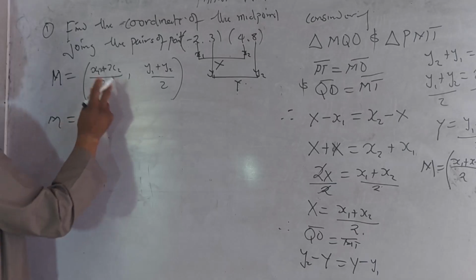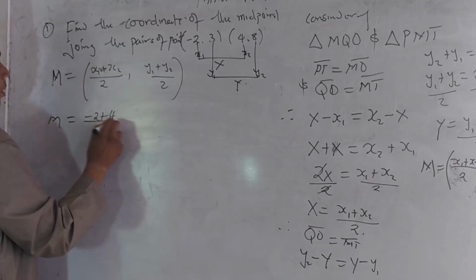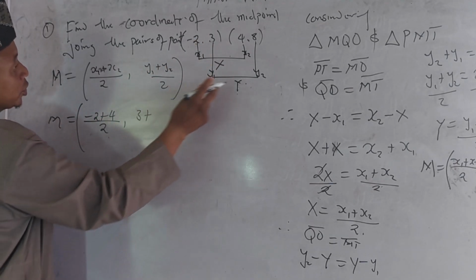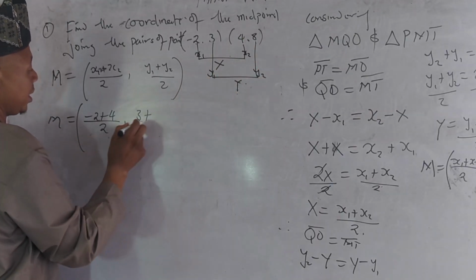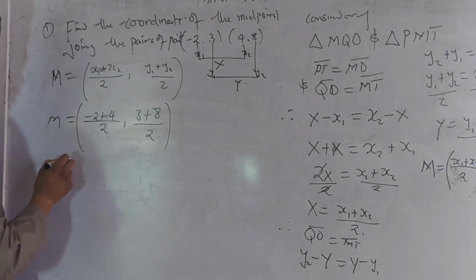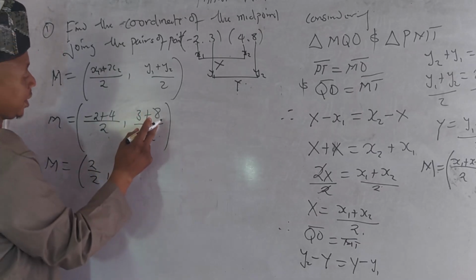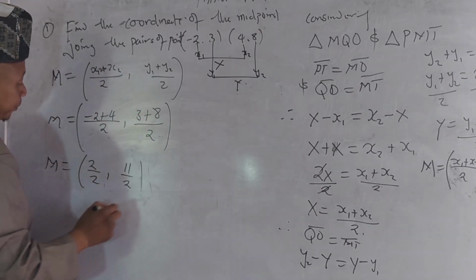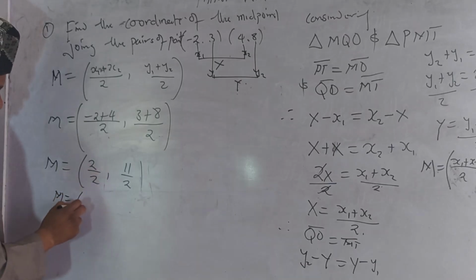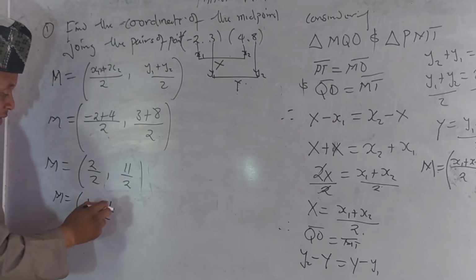So therefore my midpoint, x1 is minus 2 plus x2 is 4 divided by 2, comma, and then the value of y1 is 3 plus y2 is 8, divided by 2. So add this: minus 2 plus 4 is of course 2. So we have 2 over 2, comma, 3 plus 8 is 11 over 2. So if we simplify further, we have our coordinate of the midpoint: 2 over 2 is 1, and 11 over 2 is a fraction also. So let's leave it as 11 over 2.